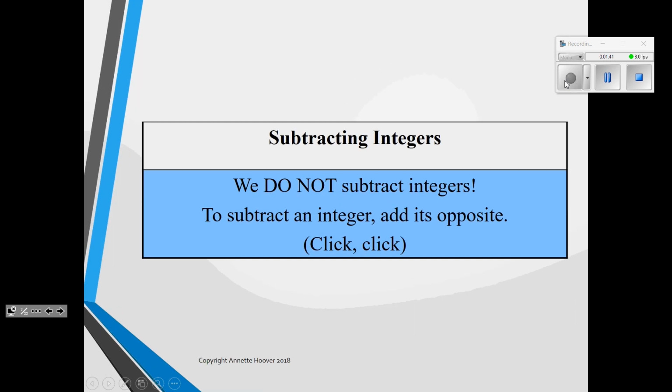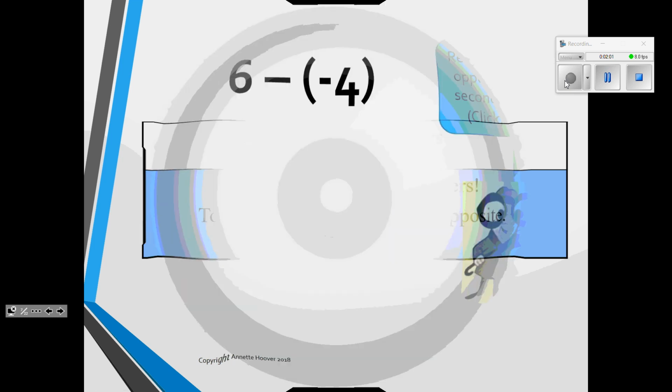Now, today for subtracting integers, we actually do not subtract integers. What we are going to do is add its opposite. We're going to be changing it to addition. Now, you may have learned from previous teachers that they call it click, click. Well, that click, click is adding the opposite. So let's look at that.